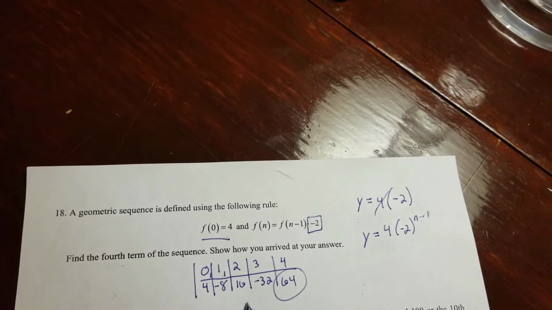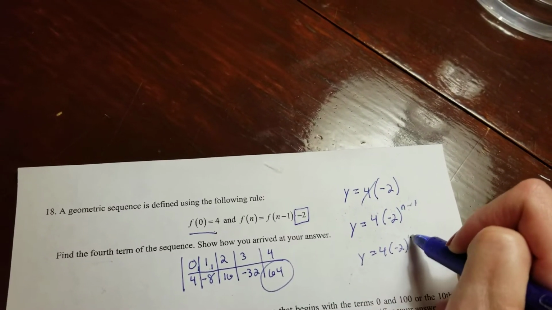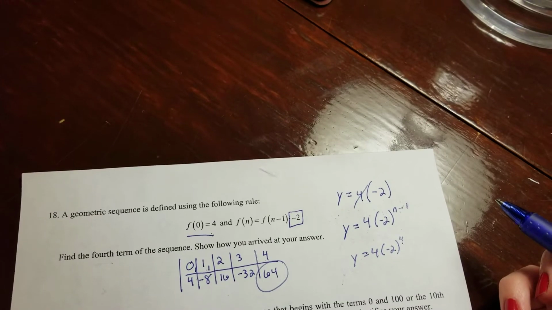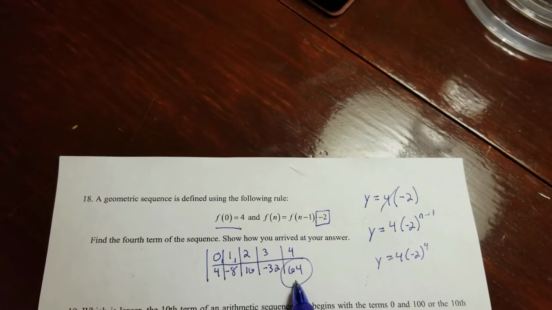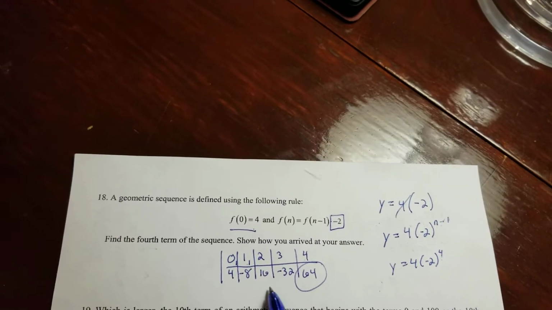That's why I like using that chart right here. So it would be 4 times -2 to the 4th power, because this is actually the 5th term in the sequence. So that's why you do 5 minus 1. So it's a little tricky there on that one.